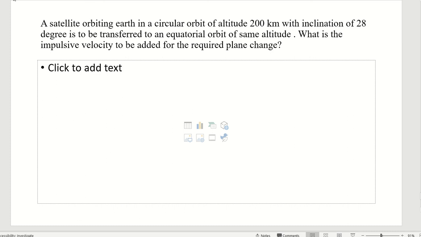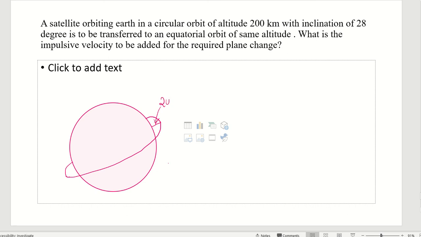Assume that we are having our main body, and initially there is an orbit of about 200 kilometer. Actually the main body is very small here, this is somewhat larger. This is our main body, and we are having an orbit with an inclination of 28 degree. The altitude is 200 kilometer, that is, this much distance is 200 kilometer.